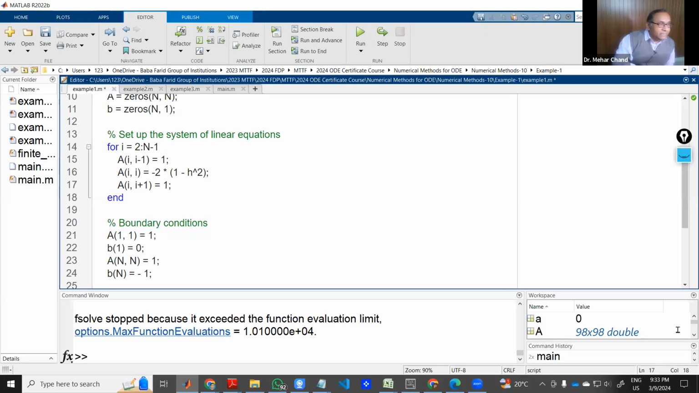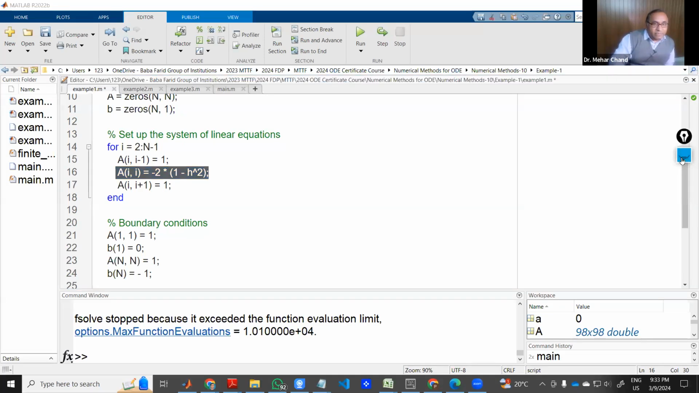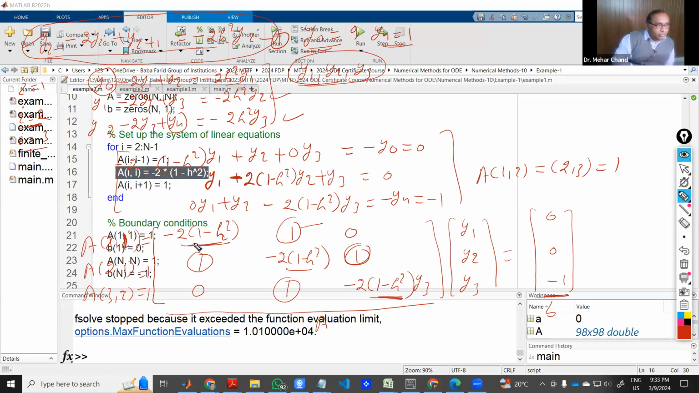So here we have i minus 1. These are the values A11, A22, A33, and so on. And all these values are minus 2 plus h square. Okay. And if I open it, yes, you can see this matrix. These are A11, A22, and A33. And if you have a large number of points, then we have a large number of unknown values, and correspondingly we have a large number of rows and columns.